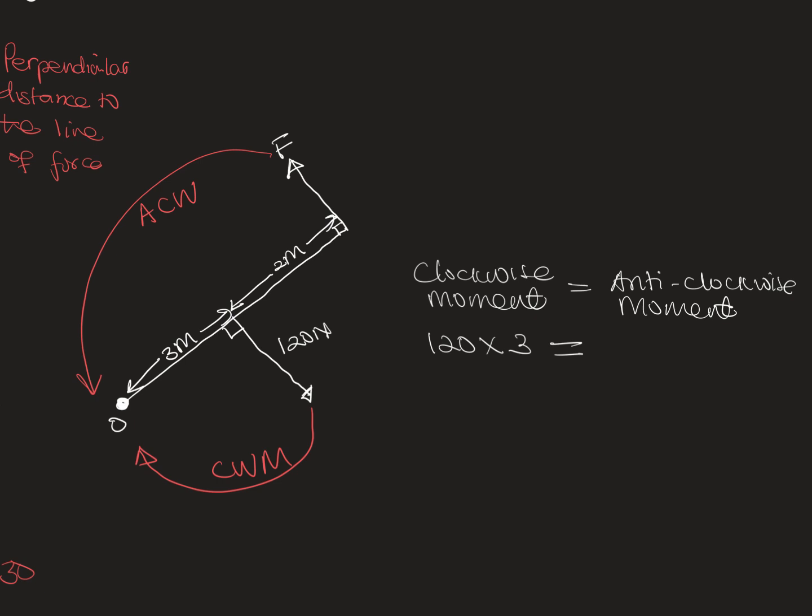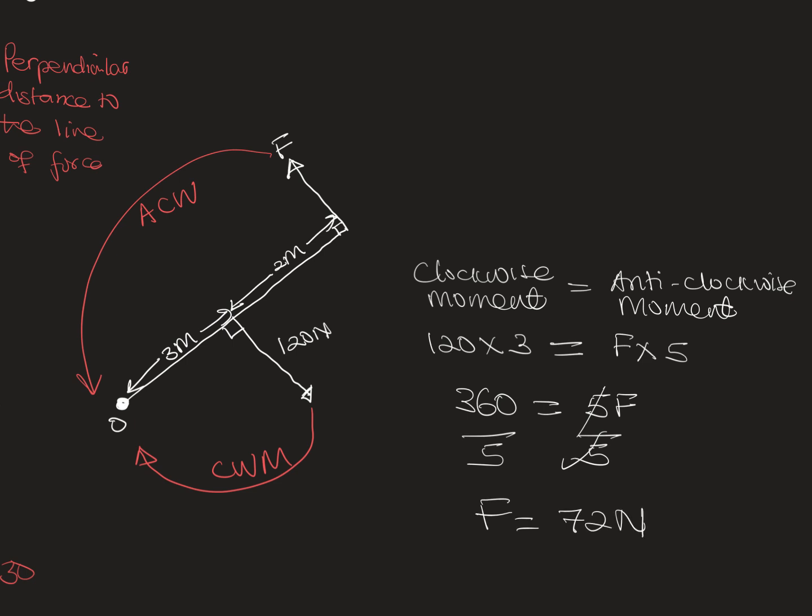So we're going to have F multiplied by 3 plus 2 is 5. So 120 multiplied by 3 gives 360. This equals 5F. To find F, you divide both sides by 5. F will be 360 divided by 5, and that gives 72 newtons. So that is the magnitude F.